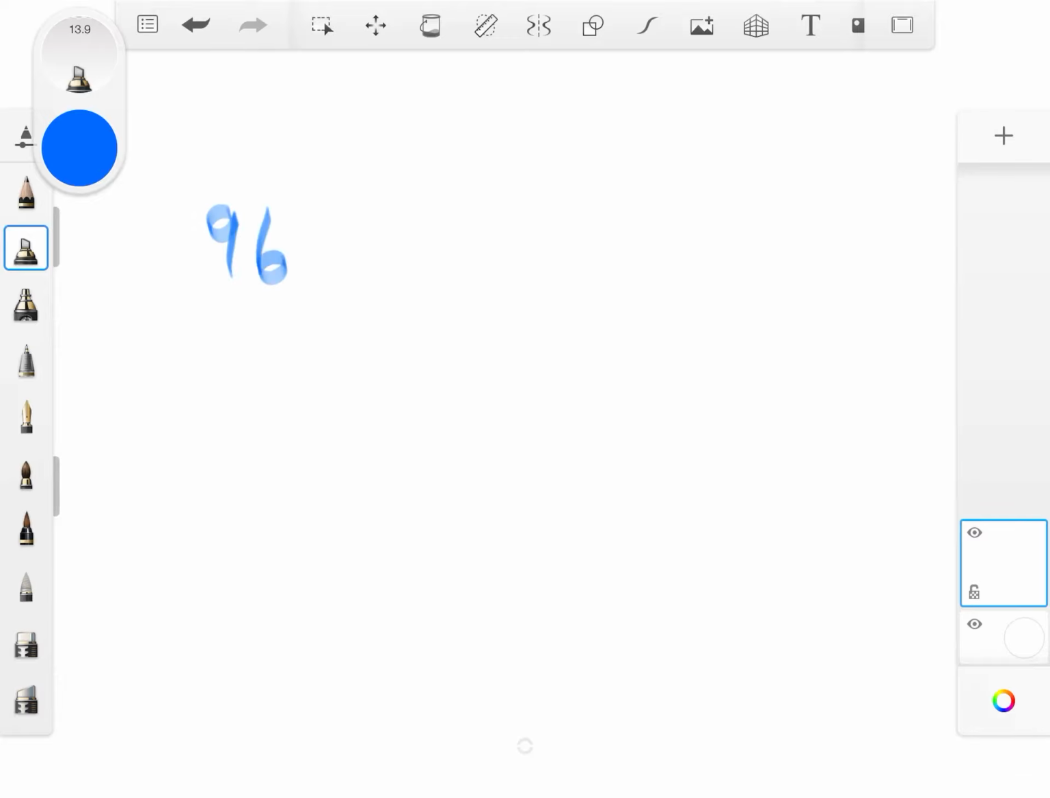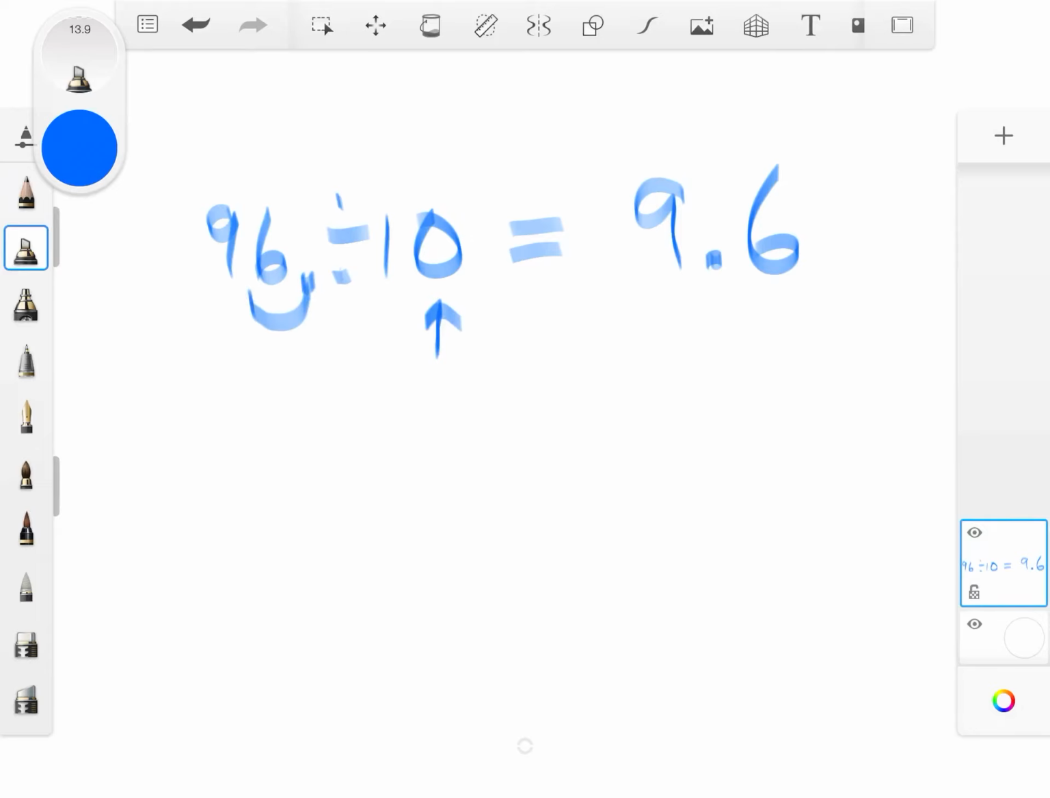If you have 96 divided by 10, if you use your calculator, you have 9.6. Or you know that you have 1 zero. That means you move the decimal over once to the left.